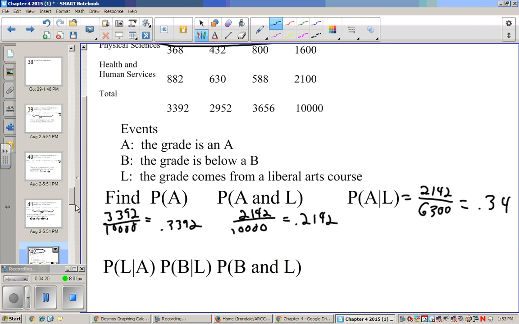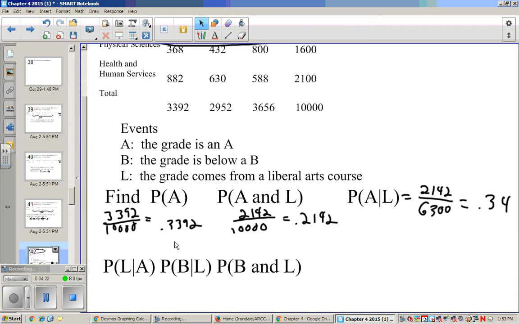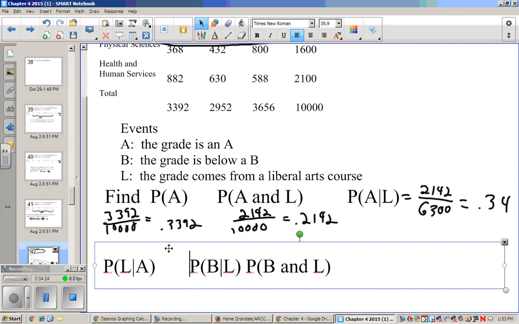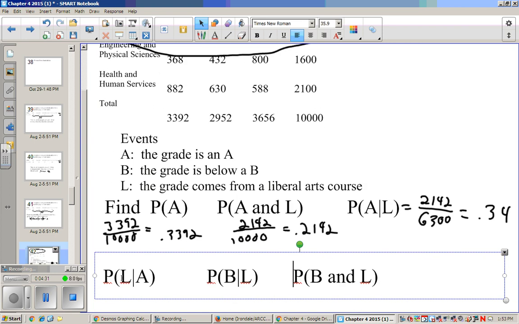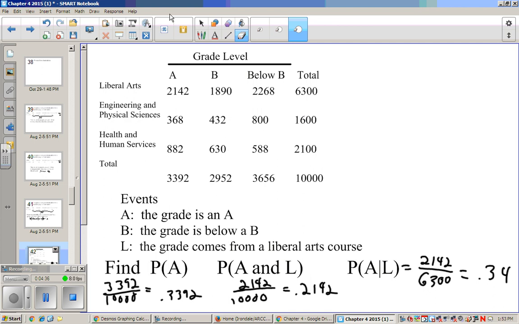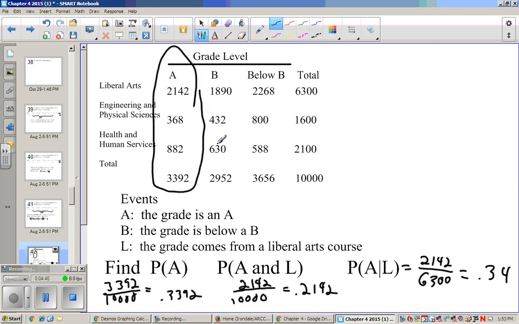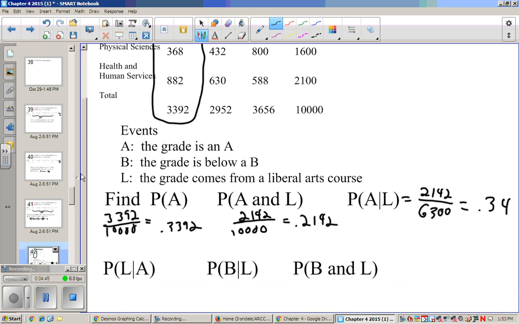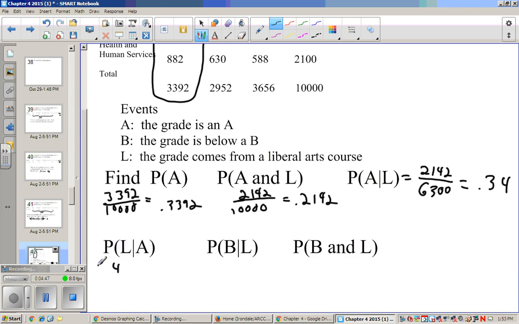Now let's move on to these next few. Now we want to find the probability that they were in a liberal arts course given the fact that they got an A. I said that backwards, but so they got an A. So if we're just looking at these people, what's the probability they were in liberal arts? That's 2,142 out of our grand total of 6,300.